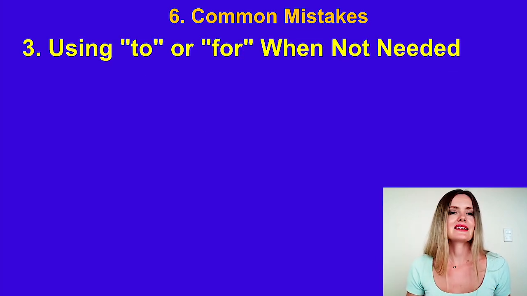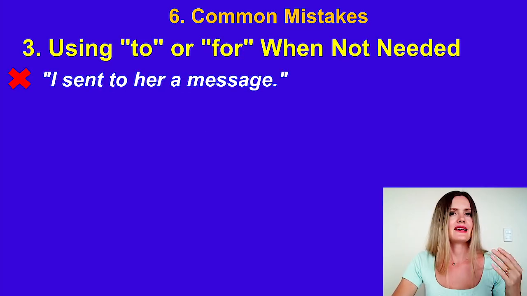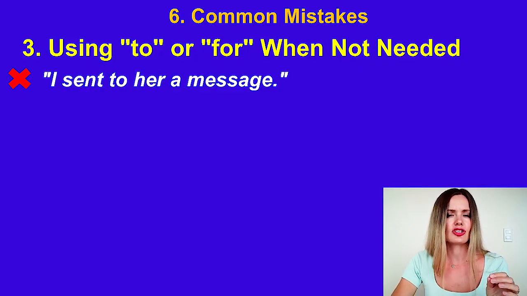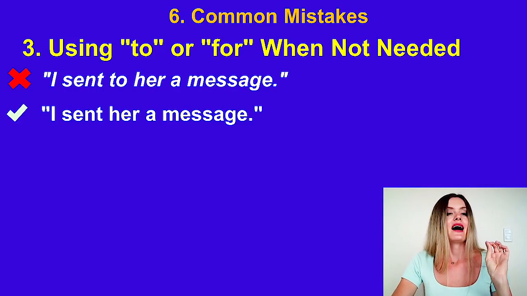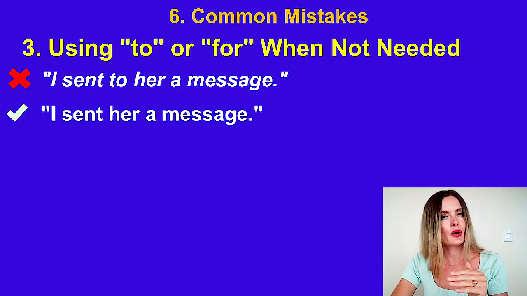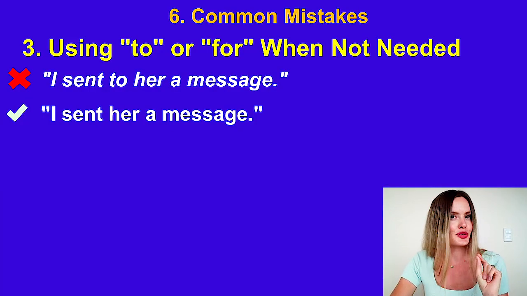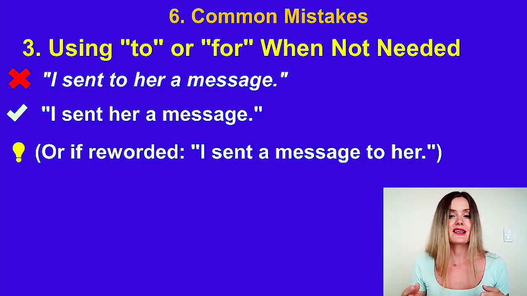Another mistake is using to or for when not needed. I sent to her a message. This is wrong. The correct way to say this is I sent her a message. I sent her a message without to. Or you can reword this sentence as we just learned at the beginning of this lesson. You can say, I sent a message to her.